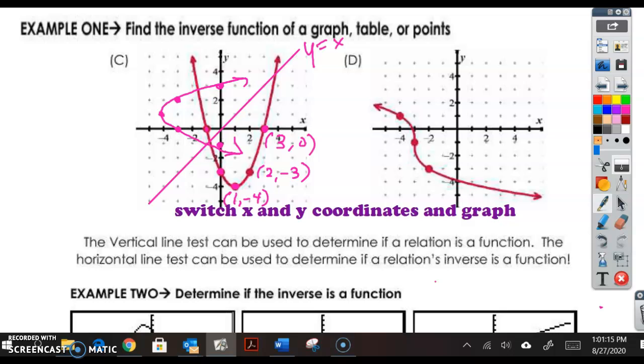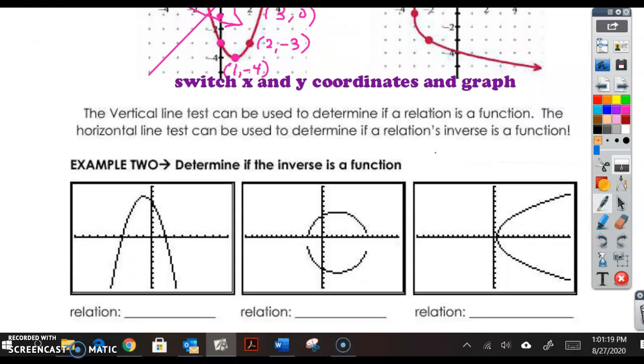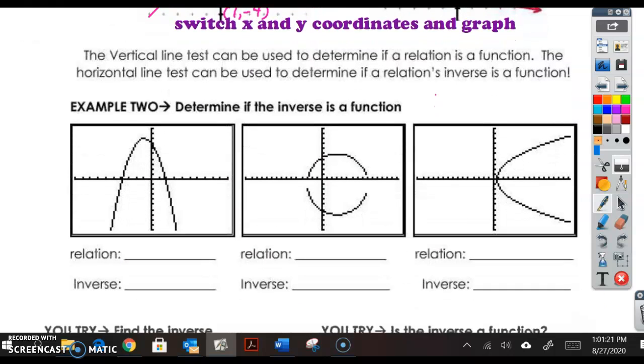You can go ahead and do that for D, but I'm going to make sure I finish this so I don't run out of time. So the vertical line test can be used to determine if the relation is a function. The horizontal line test can be used to determine if the relation's inverse is actually a function.